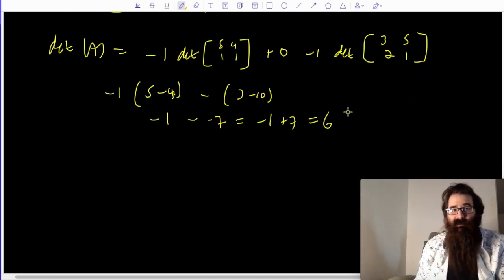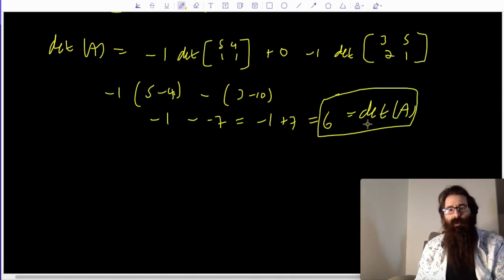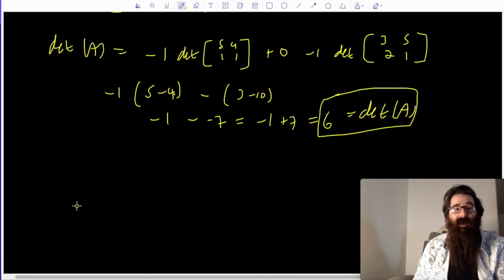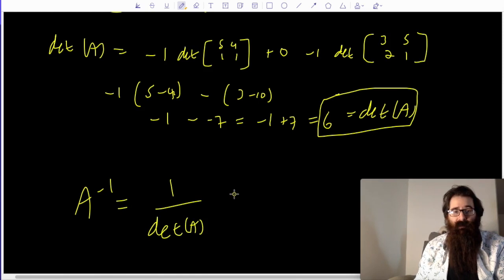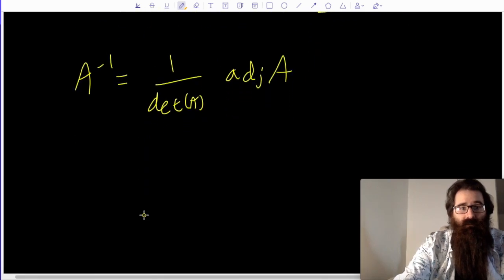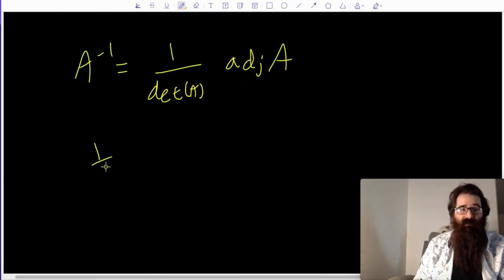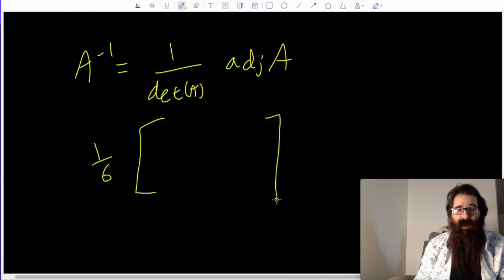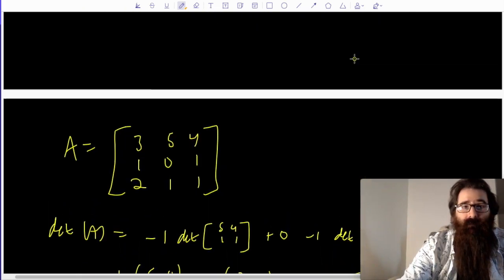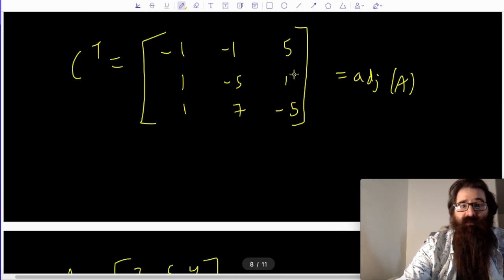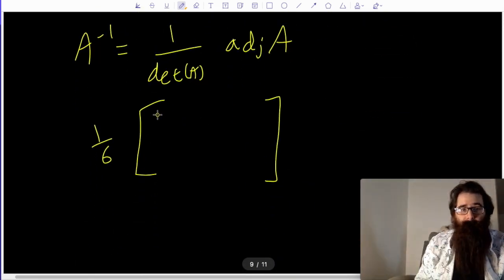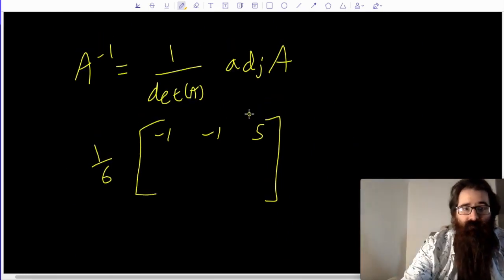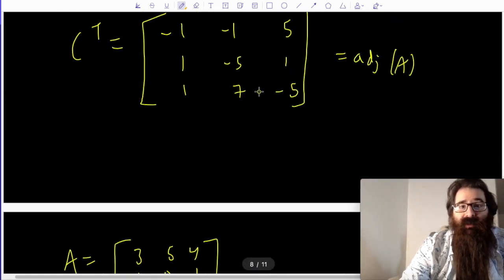So I have 6 is the determinant of the matrix A. I should have found that at the beginning, but doesn't matter. No, I got it now. So then A inverse, I have all the pieces. That's 1 over the determinant of A multiplied into the adjugate matrix of A. So here I can sort of set up to find this. That's 1 over 6 times my adjugate matrix, which I just found above here. So that had rows negative 1, negative 1, 5. And then 1, negative 5, 1.